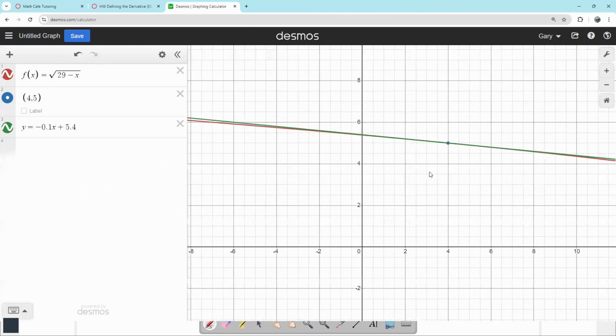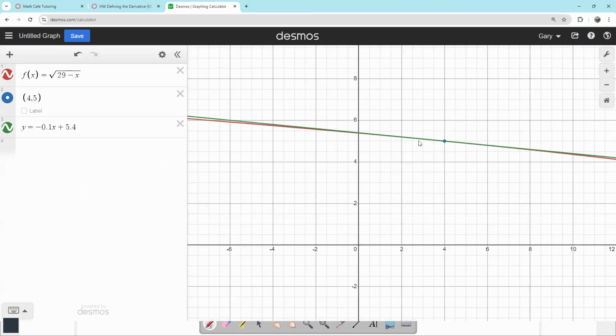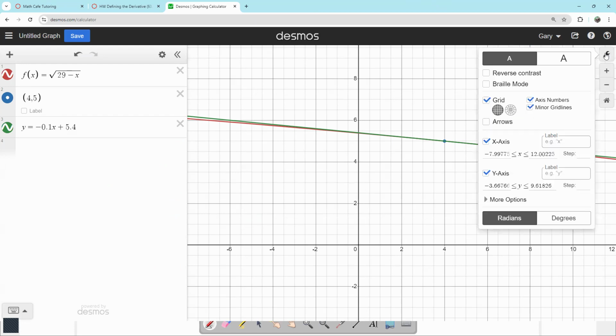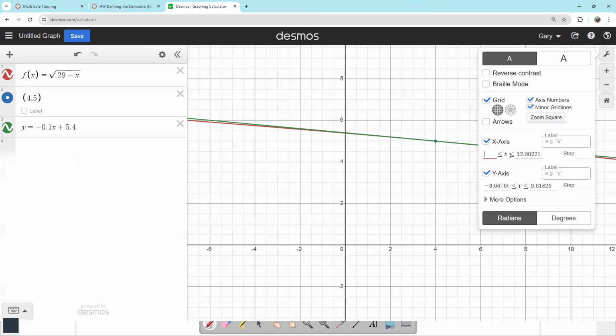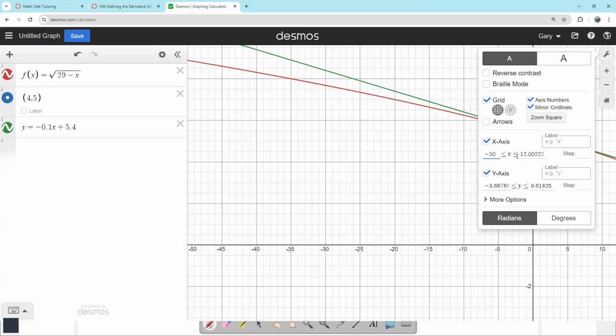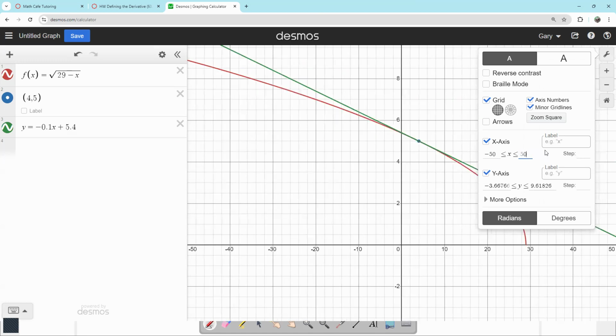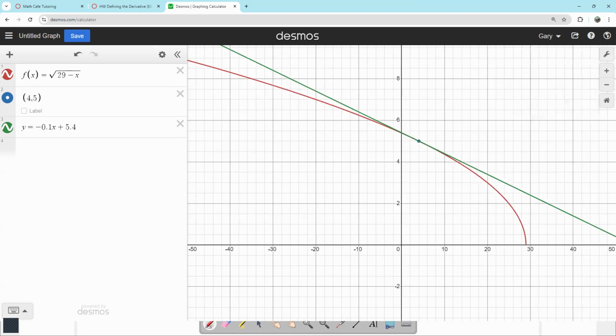All right. So here, the red is my square root function. The green is my tangent line. It looks like a tangent line to me. And again, I could zoom using the zoom buttons or rescale. I'm going to rescale. I'm going to change X to go from negative 50 to 50. Now it looks more like a tangent line. It looks tangent to me on that screen, so I think I'm on the right track.